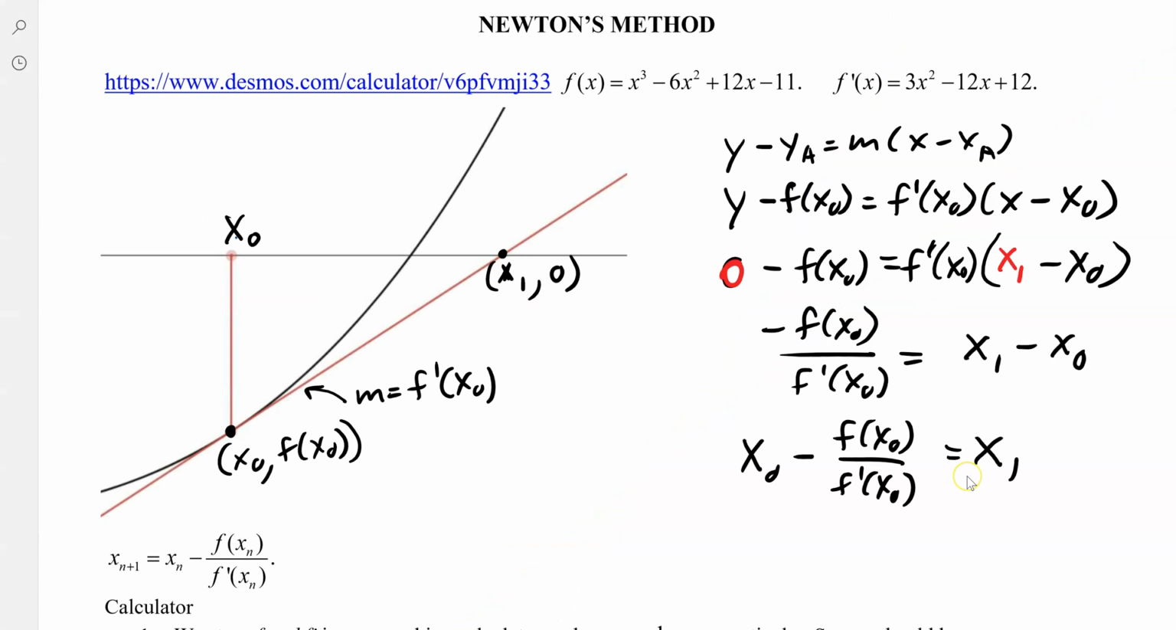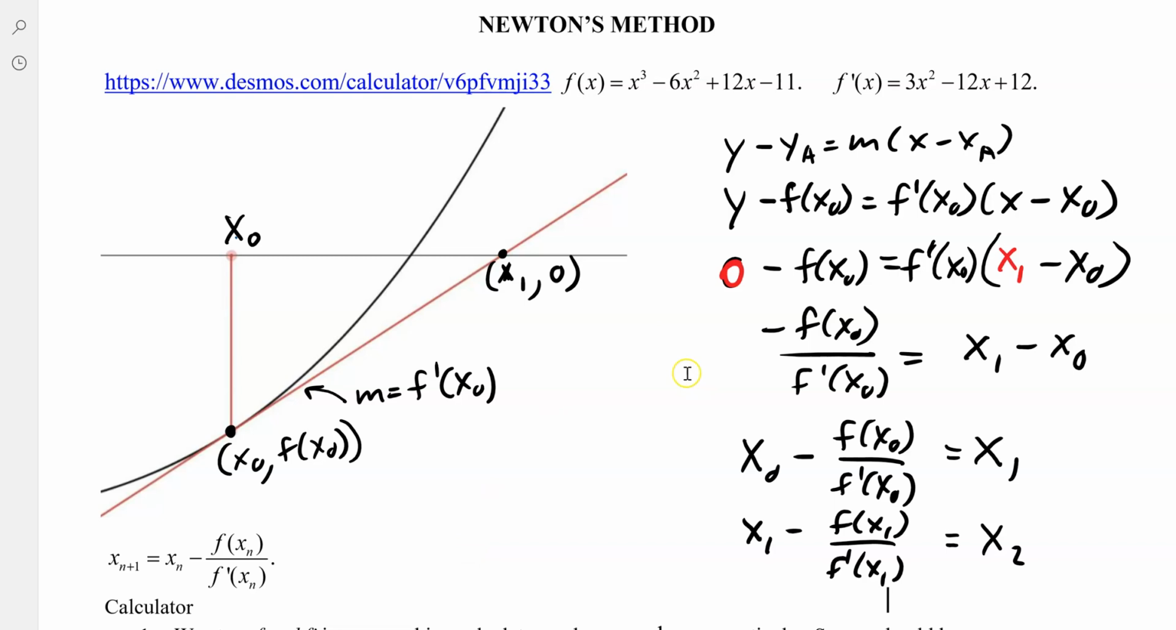You can think of this formula as the same thing. To find x sub 2, it would be x sub 1 minus f of x sub 1 divided by f prime of x sub 1, and then so on. So to find x3, we'd be plugging in x2, and to find x4, you're plugging in x3. So we get this formula, with n plus 1.